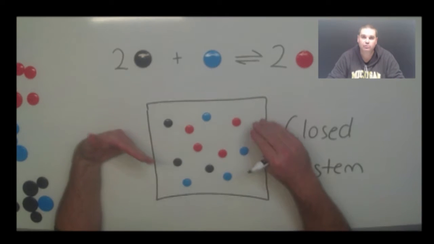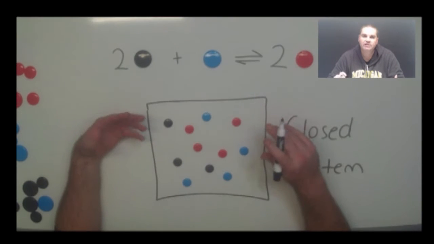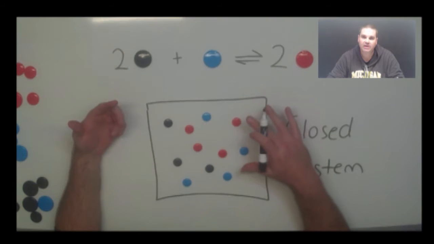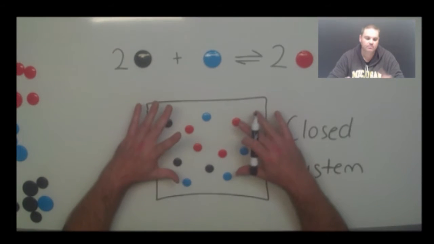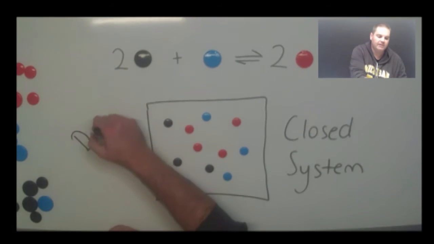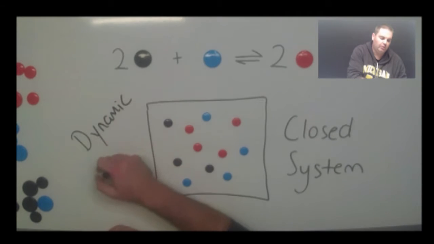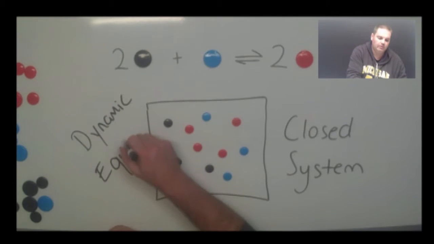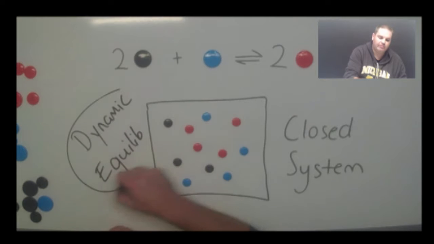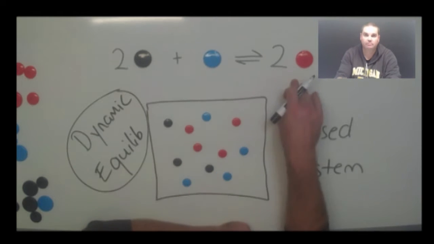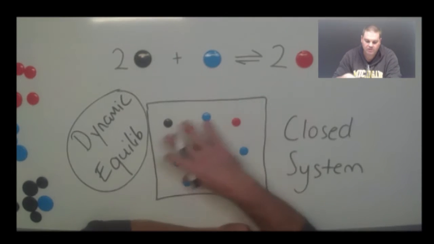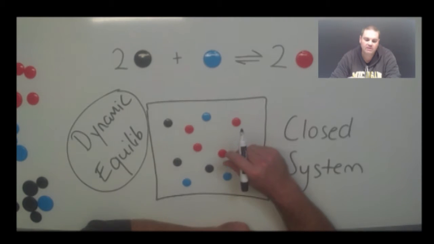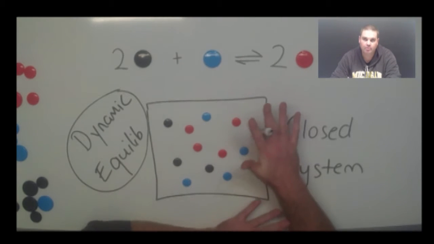The concentrations do not change. Once we've reached this point where the concentrations do not change and there's no further change to the system, we've reached what's called a dynamic equilibrium. What that means is that the rate of the forward reaction is the same as the rate backwards, so we don't have any change to the concentration of our species within here, and there's no change in the macroscopic properties.